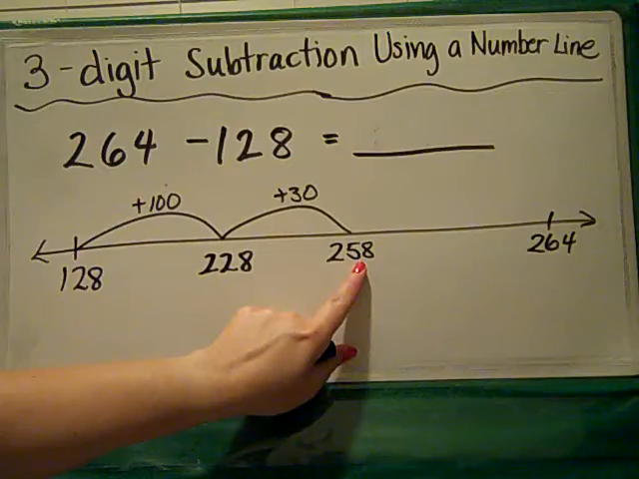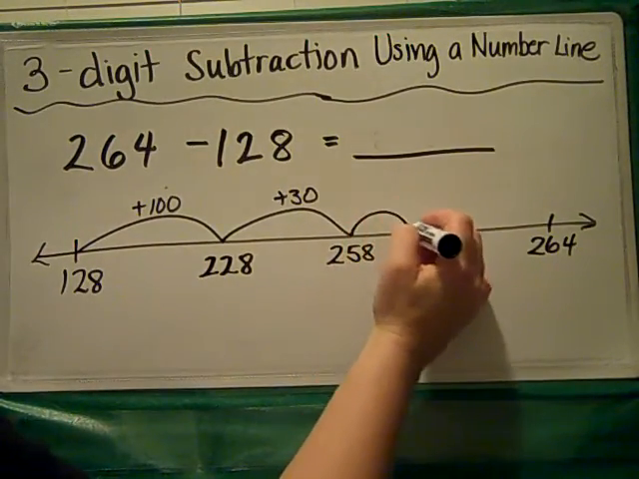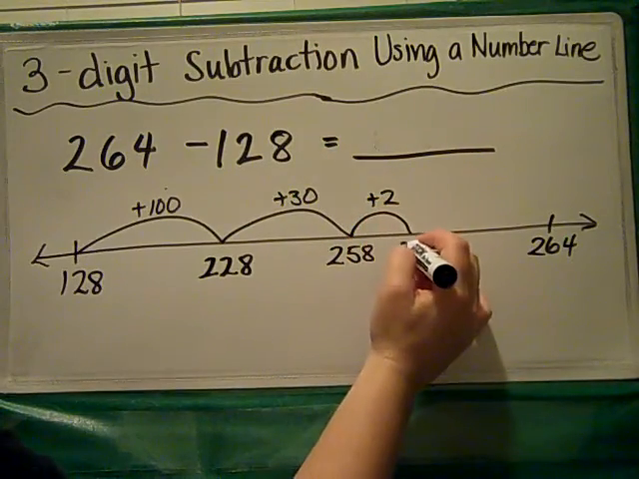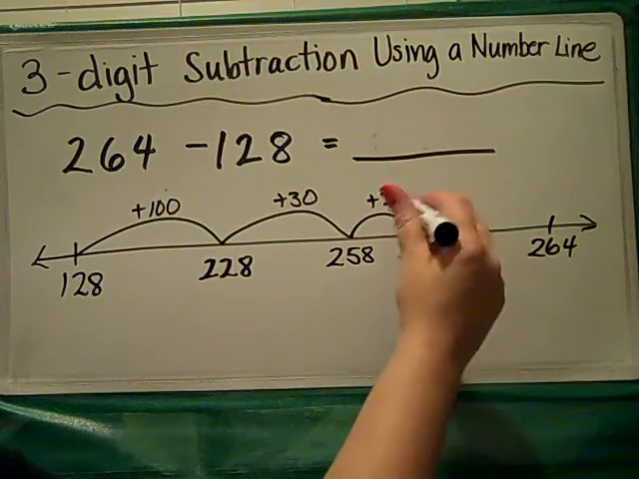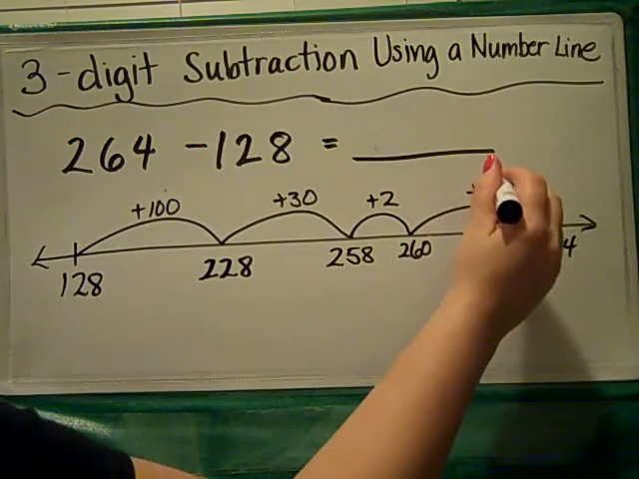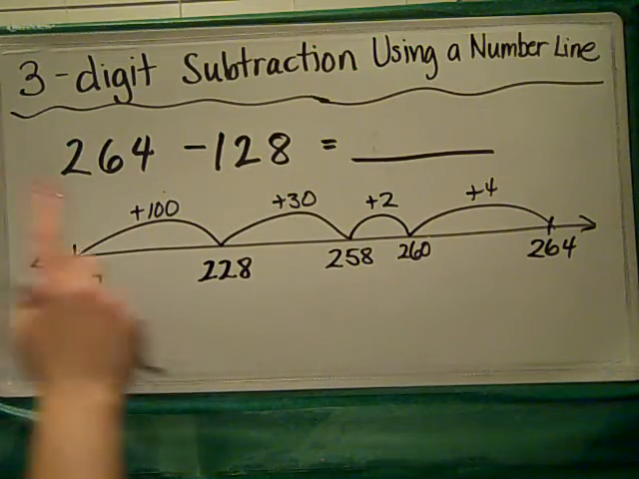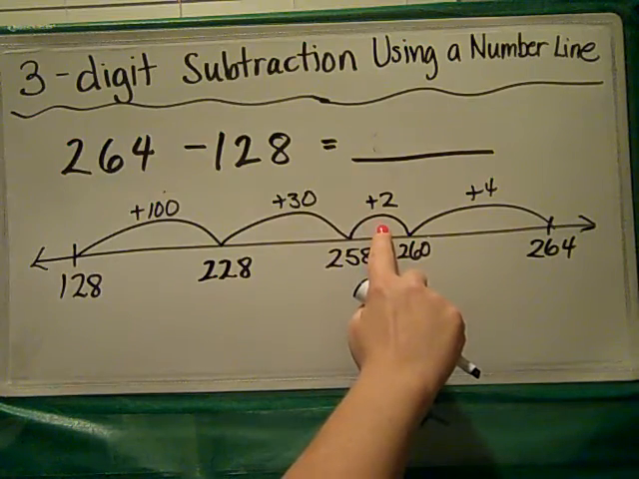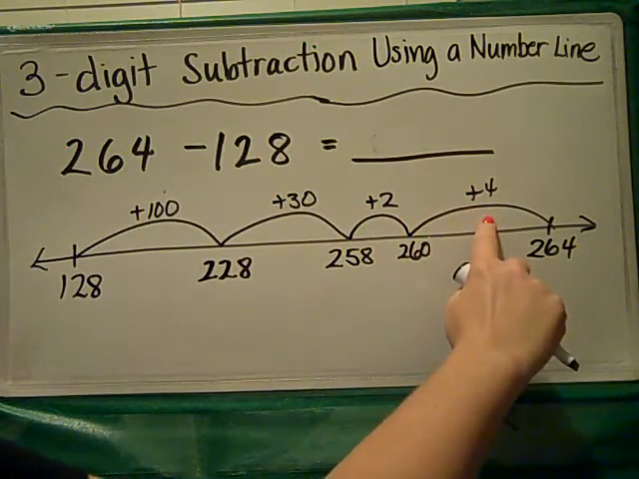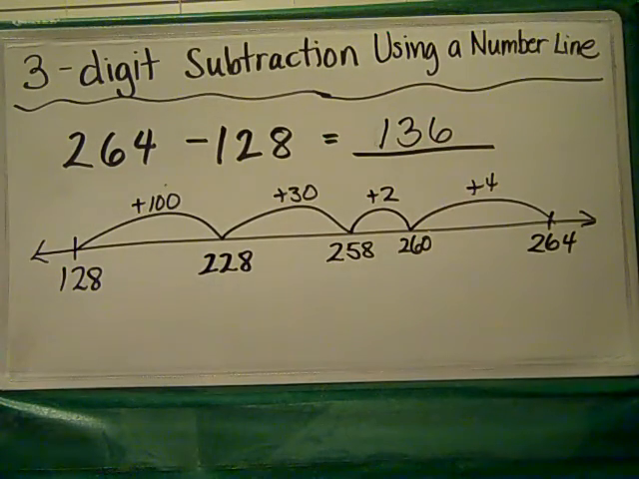To make it easier, I know if I hop 2 more, I'll get to 260. So I'm going to add 2. And I land on 260. And now I know I only have 4 more to go. So I'm going to add 4. I'm going to count how many spaces I've hopped. 130, 132, 136. So my missing addend is 136.